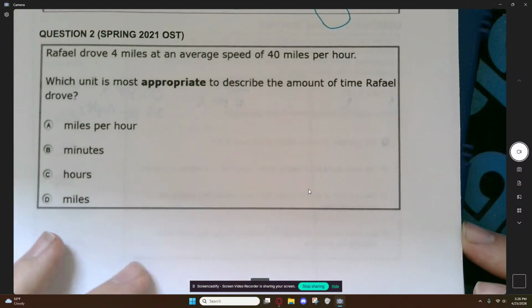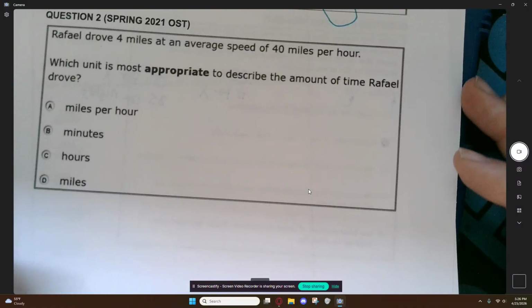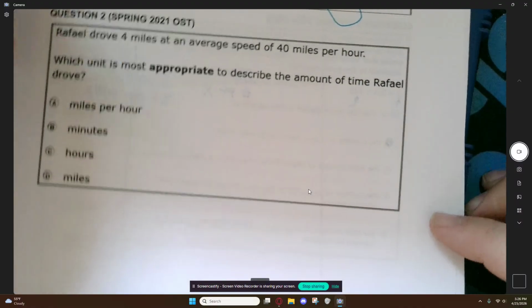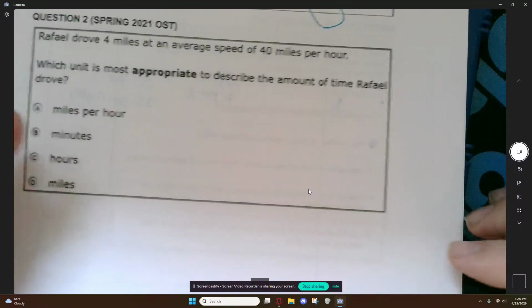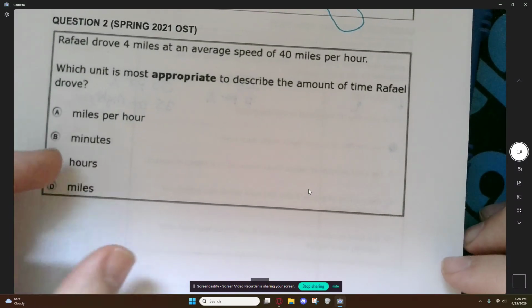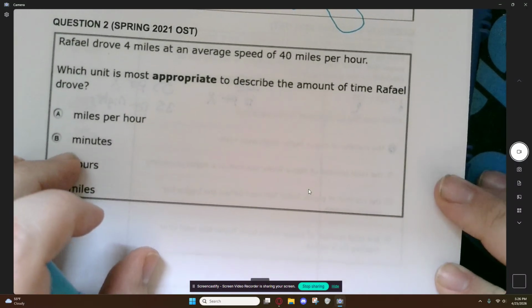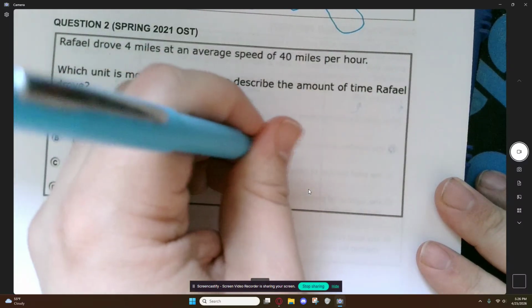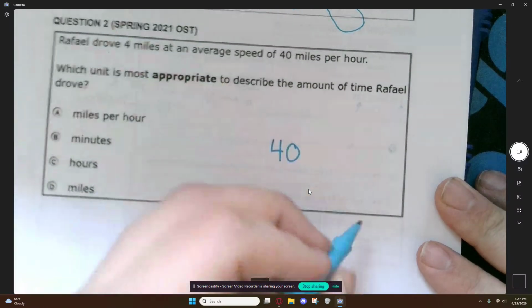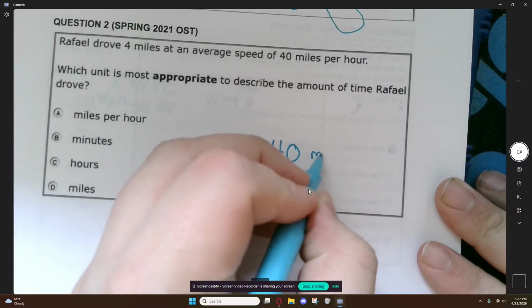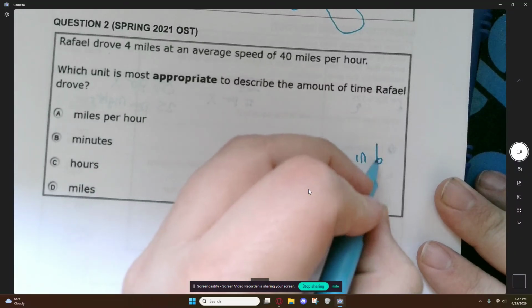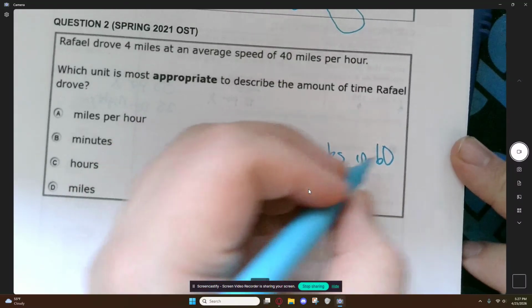From the Spring 2021 OST. Raphael drove 4 miles at an average speed of 40 miles per hour. Which unit is most appropriate to determine the amount of time Raphael drove? So, you drove 40 miles an hour, right? That means that you drove 40 miles in 60 minutes.